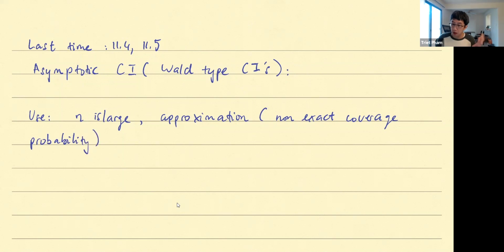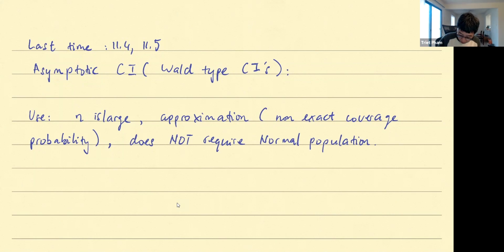But the advantage here is that it does not require the population to be normal. So in other words, any distribution works. And that's the attraction, right? Does not require normal population. Okay. And the prime example you want to remember is from the book, actually, but we will look at other examples too, is the confidence interval for proportions. That's actually 11.4.